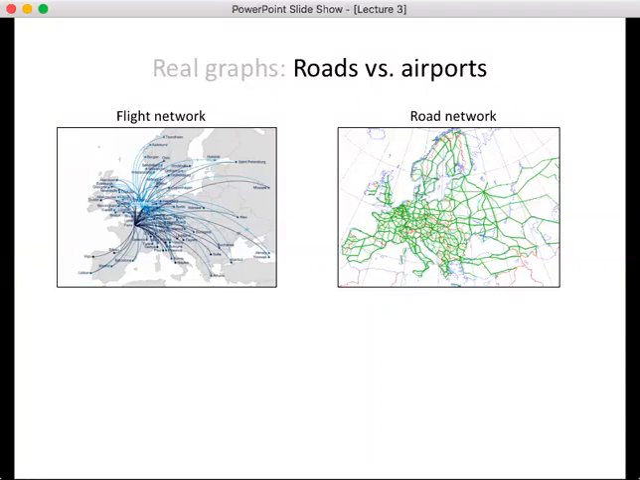Okay, let's start with the flight network. Do you think the flight network is going to have a power law distribution in the degree? Okay, it's all yes, that's good. Why? Does anyone want to say why?